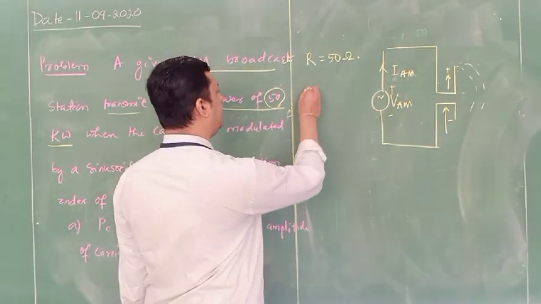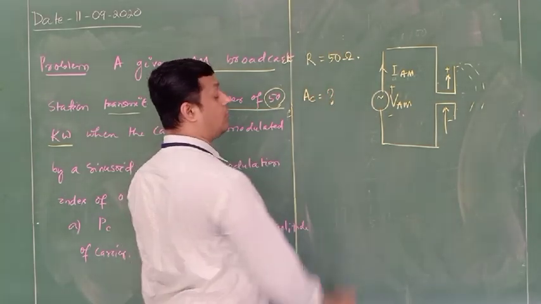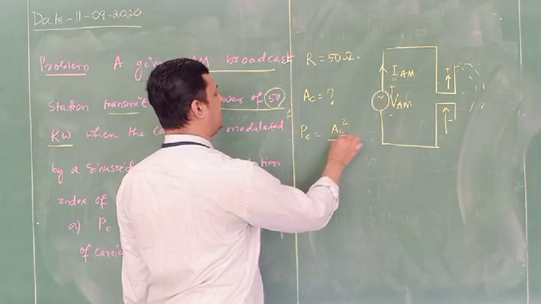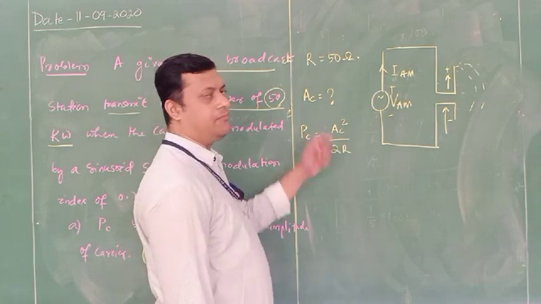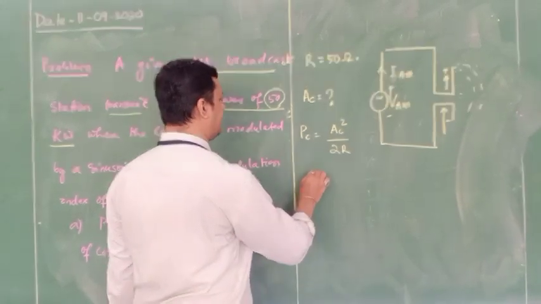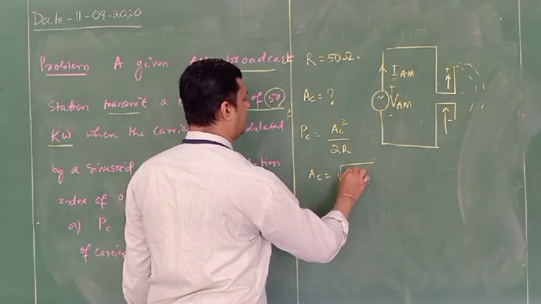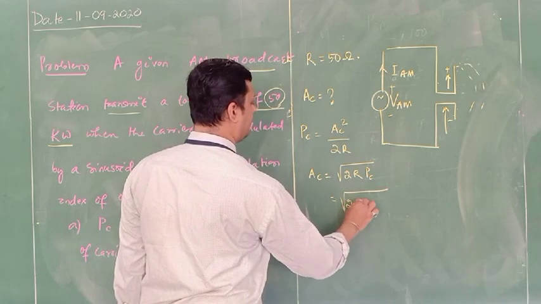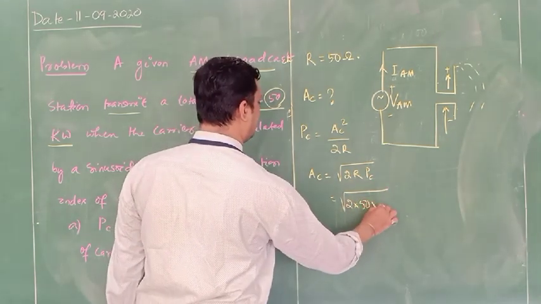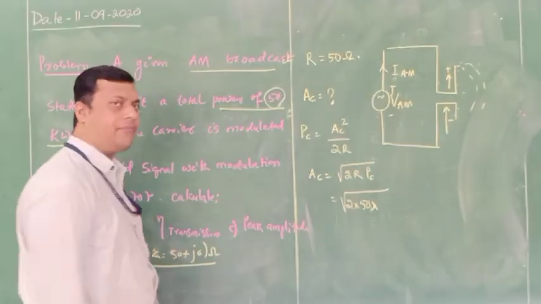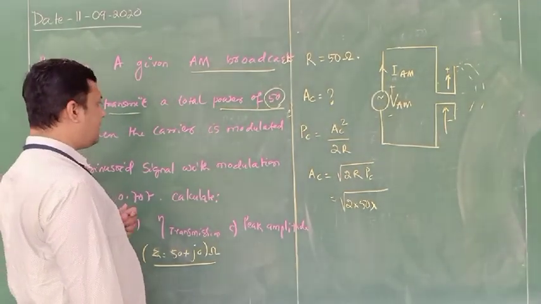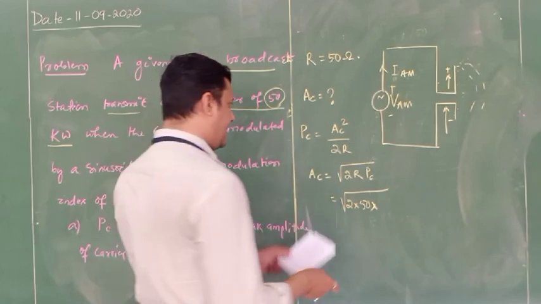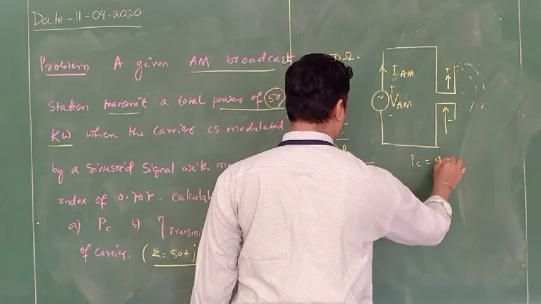Now as we know, we need to calculate Ac. How to calculate Ac now? As we know, carrier power equals Ac square divided by 2R. Simple relation. From this you can determine Ac. So Ac equals root over of 2R into Pc. So 2 into R is 2 into 50, and how much carrier power have we identified in the previous one? We identified the carrier power as 40 kilowatt.